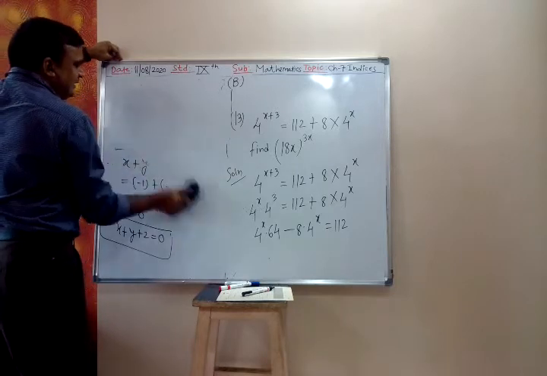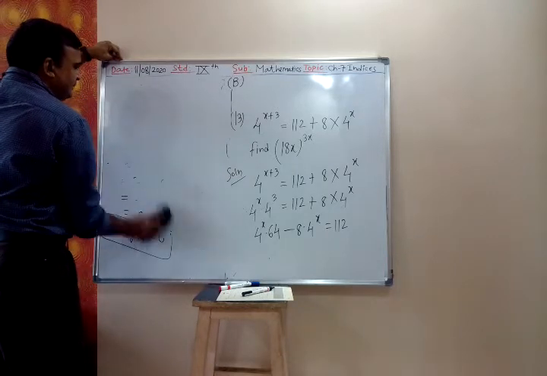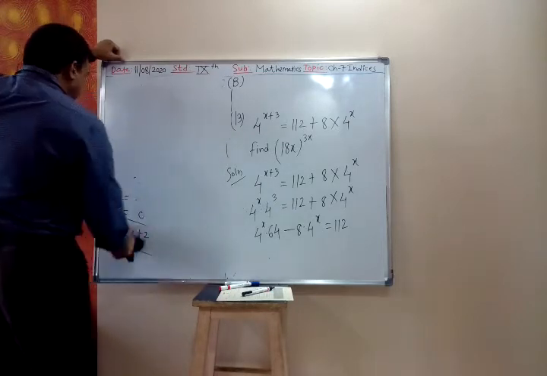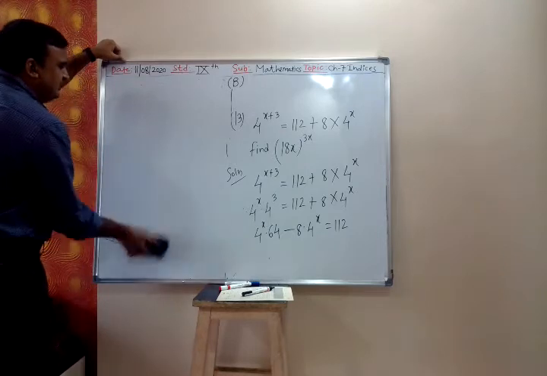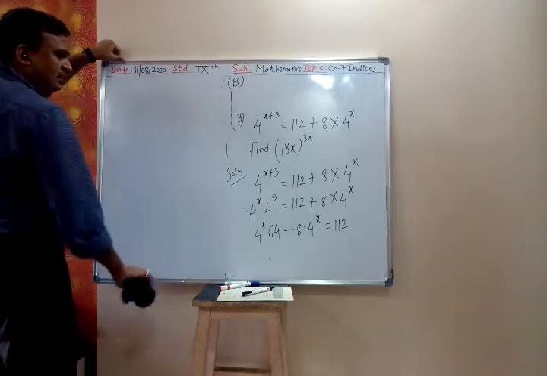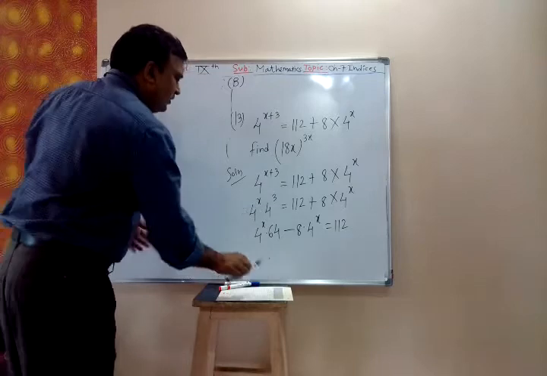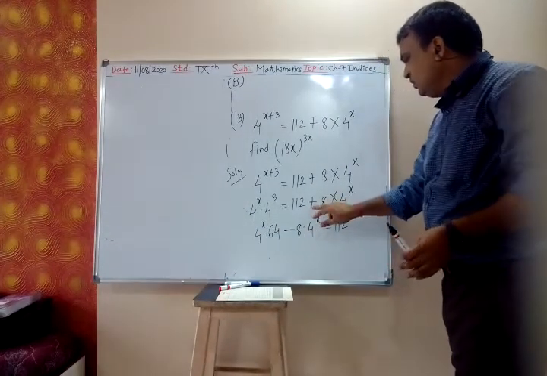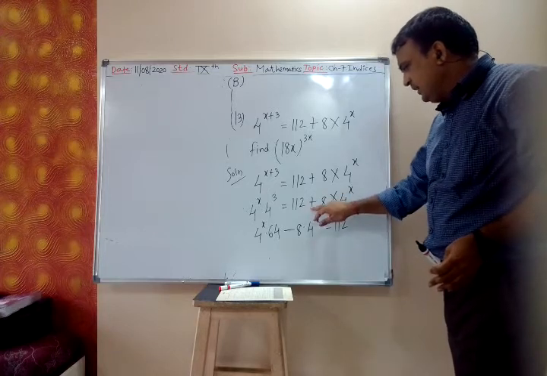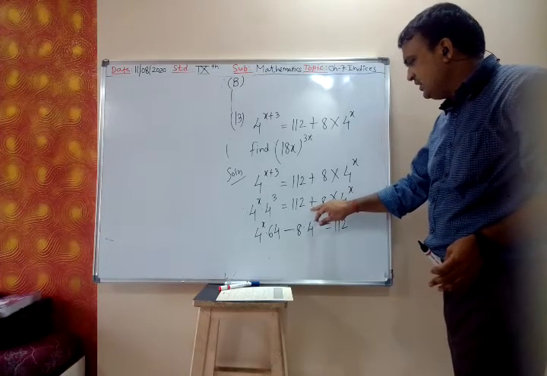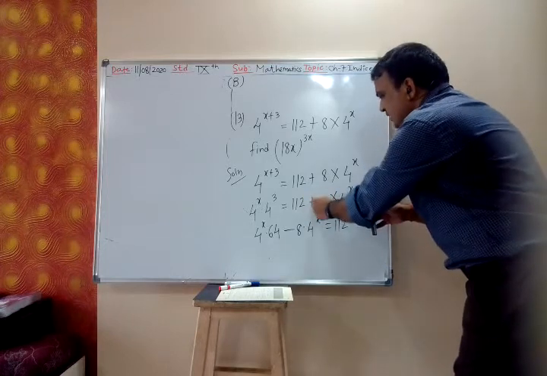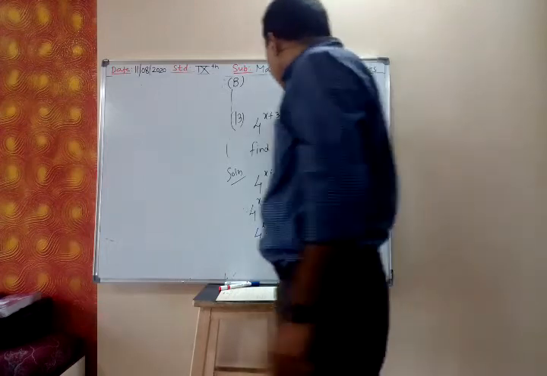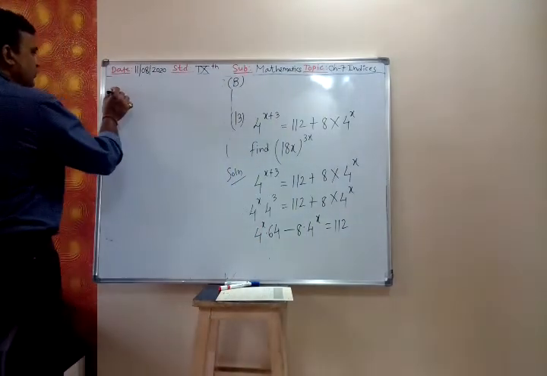See, you can cancel the 4 raised to x on the opposite side provided there is multiplication on both the sides. But there is no multiplication on both the sides. Where is multiplication? There it is a plus sign, no? If this is also multiplication, then you can cancel 4 raised to x. But there is addition, so now I will take 4 raised to x common.